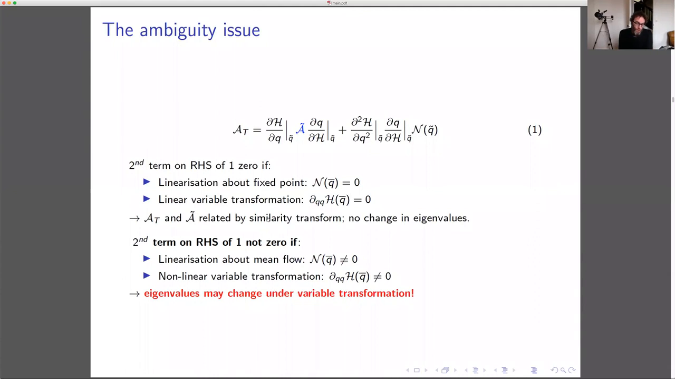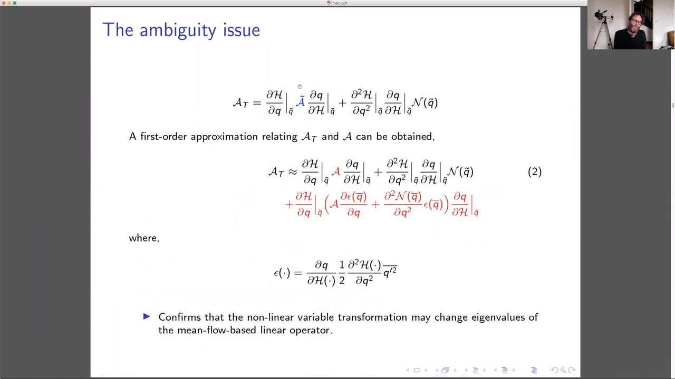The second term on the right-hand side is not 0, though, if you're linearizing about the mean and you're talking about a nonlinear variable transformation. That means that under those conditions, you may get a change in eigenvalues under the change in dependent variables that you consider. So that's between A_t and A tilde.